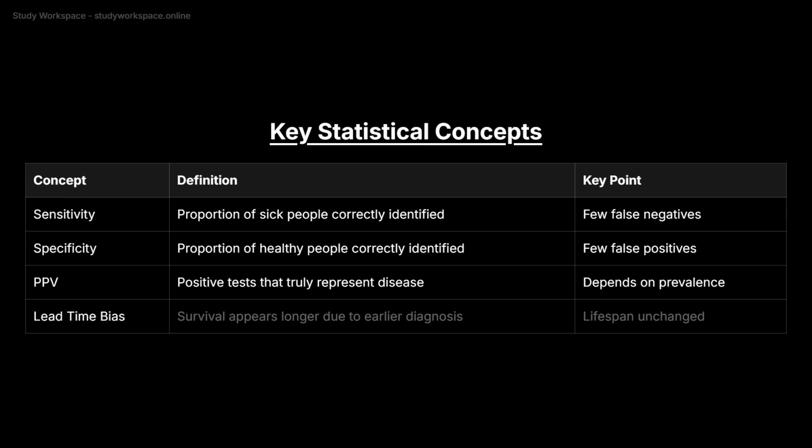The final concept is lead time bias. Lead time bias occurs when a disease is diagnosed earlier through screening, making survival appear longer simply because the diagnosis was made sooner, even though the patient's actual lifespan has not changed.